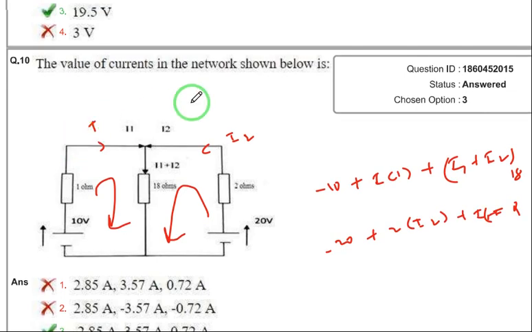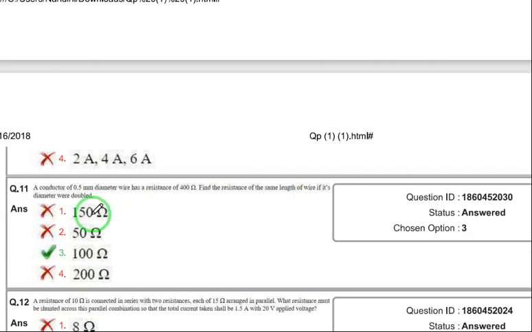Just see the method. The same questions they will not give you in the exam. The models are very important. Just observe what kind of questions they are giving. A conductor of 0.5 mm diameter wire has a resistance of 400 ohms. Find the resistance of the same length of wire if its diameter were doubled. If the diameter is doubled, what happens?